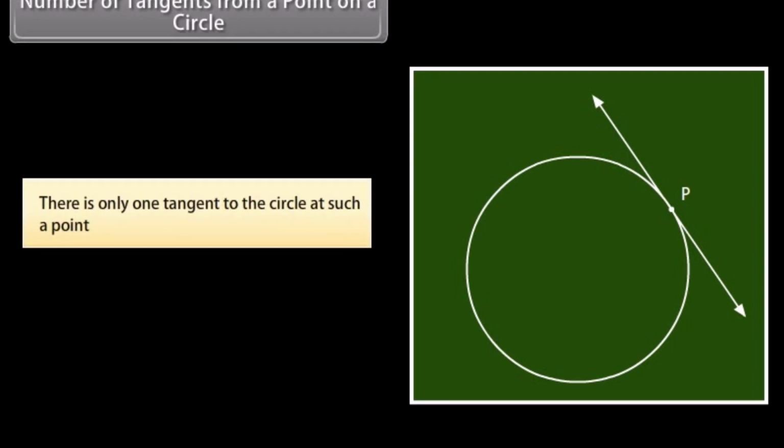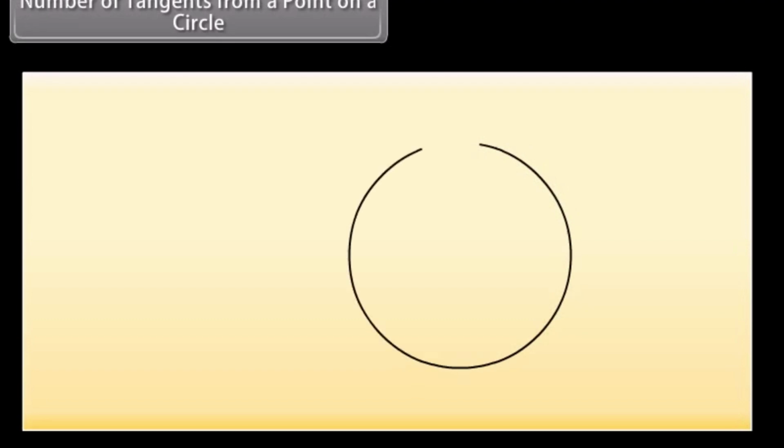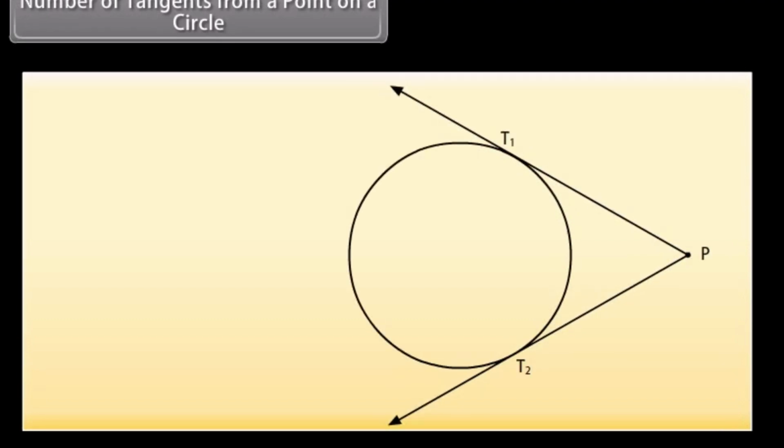The other case is to take a point P on the circle and draw tangents through this point. We can observe that there is only one tangent to the circle at such a point. Finally, take a point P outside the circle and try to draw tangents to the circle from this point.